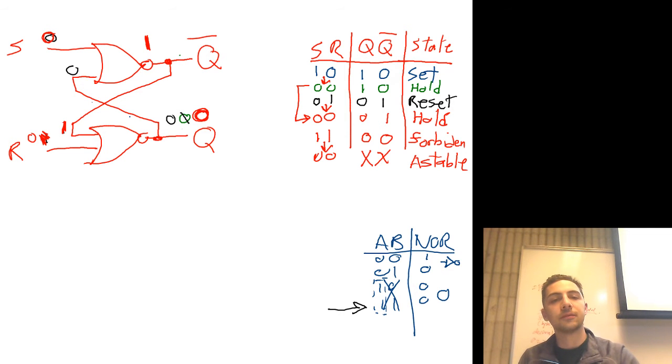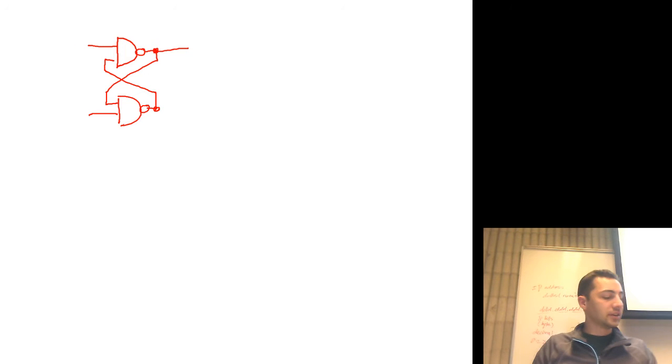Going ahead from here, we said, what happens if we do the same thing with NAND gates? All right. Now with NAND gates, things are a little bit more interesting. We're still going to have those same states. States that I'm referring to are set, reset, hold, and astable.